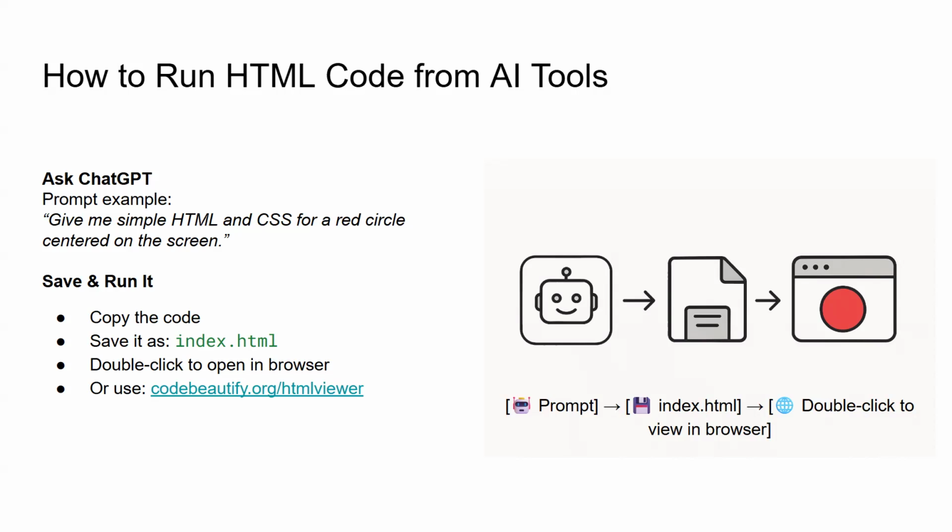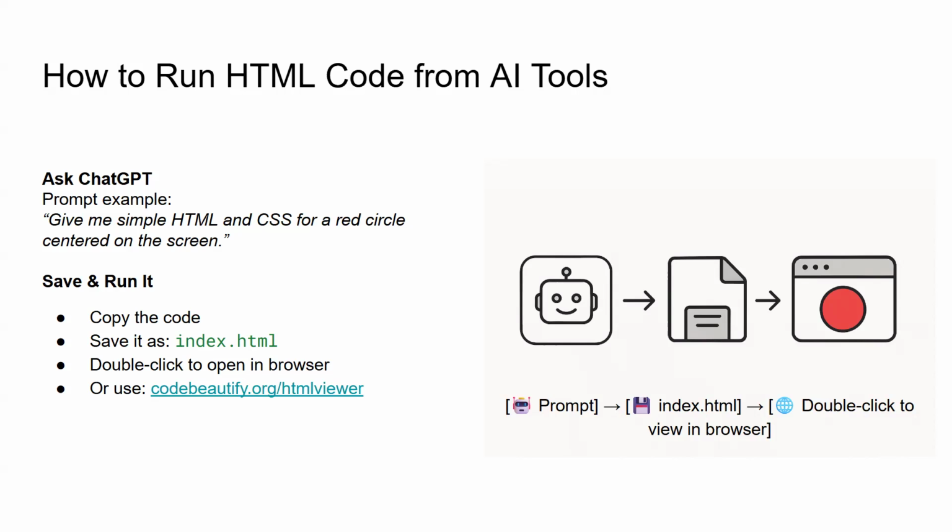So, for instance, imagine your prompt is, give me a simple HTML or CSS for a red circle centered on the screen. Which is quite simple, right? You can get the HTML code, both CSS as well as the HTML, and even put them all together or in separate files and save them as, say, index.html. Then double click on it on your local machine, and you can see it in your default browser.